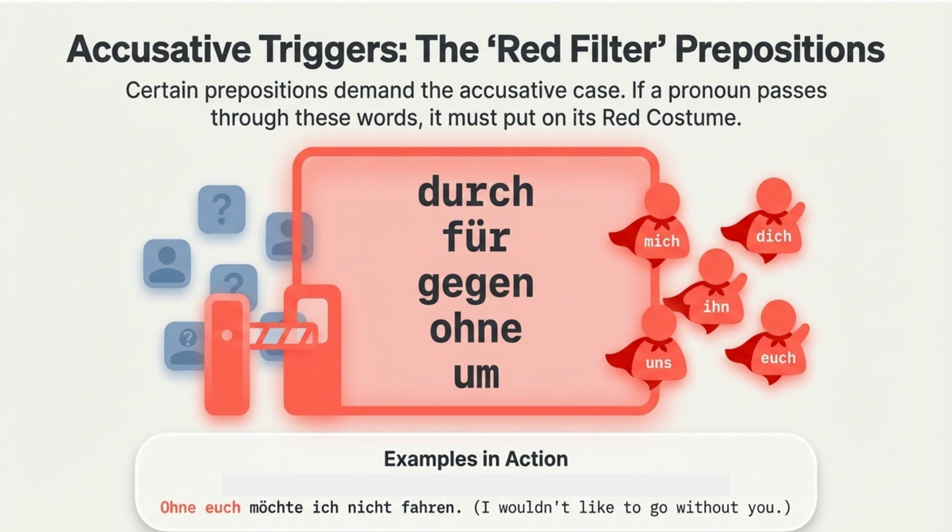Certain prepositions always trigger the accusative case. We call them the red filter prepositions. The most common ones are durch, für, gegen, ohne, and um. If a pronoun comes after any of these words, it must wear its accusative, or red, costume. For example, ohne euch möchte ich nicht fahren, which means I wouldn't like to go without you. Here, euch is the accusative form of ihr. Memorize these 5 prepositions and you will avoid any mistakes.